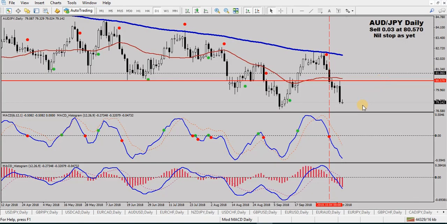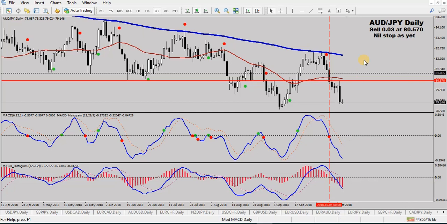Oz Yen in a sell here. It's had a big move down yesterday. It's getting close to that previous low, but there's good profit there. Probably close to 100 and something pips, 180 pips or whatever it is. So I'm taking a little bit of that profit.